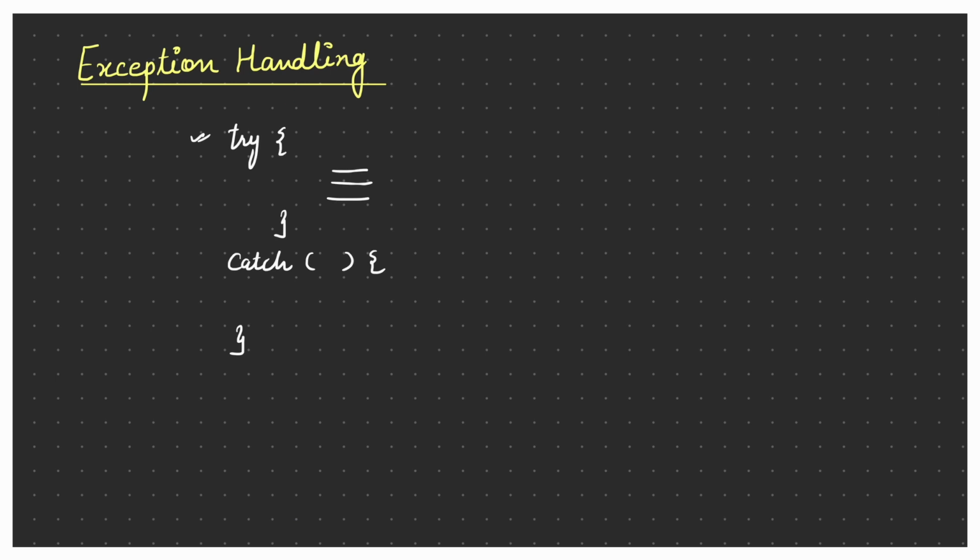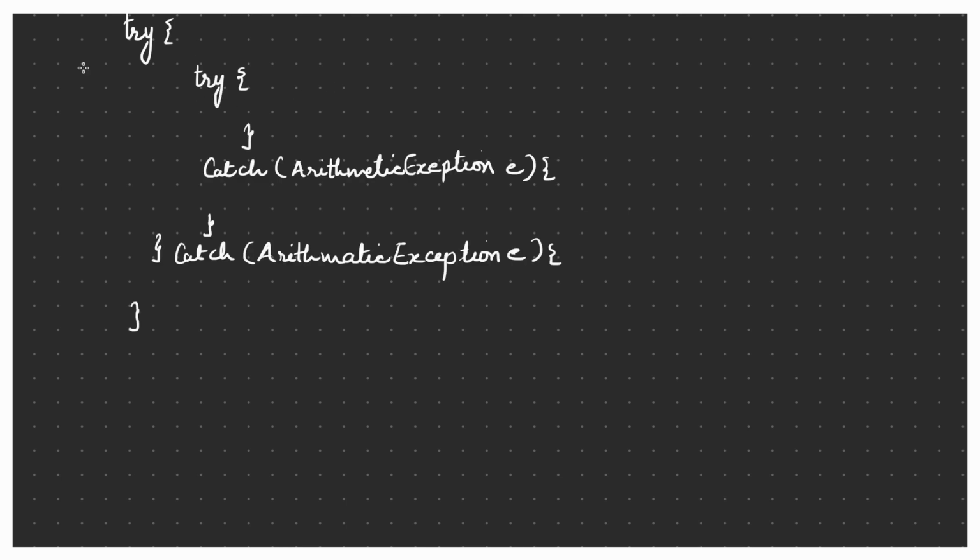Now let's discuss nested try and catch. Let me write a code snippet and then we'll discuss. Let's say we have this code. It has a try block, then another inner try and catch block, which is a nested try catch block, and for the outer try we have an outer catch block.